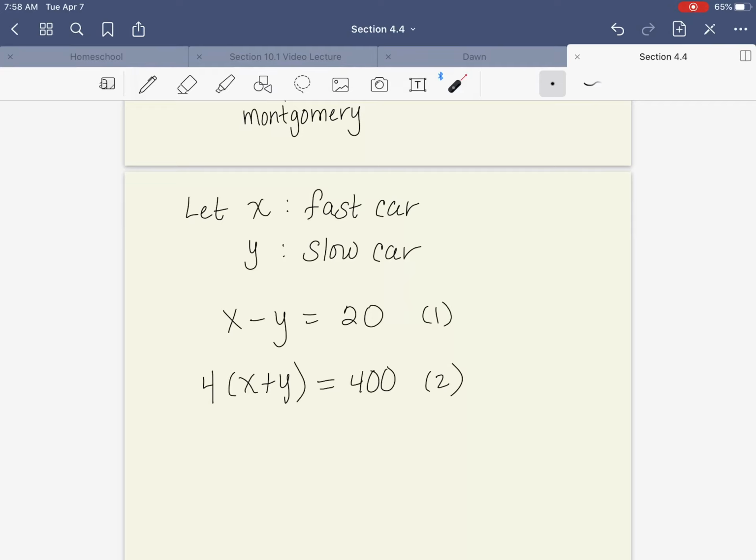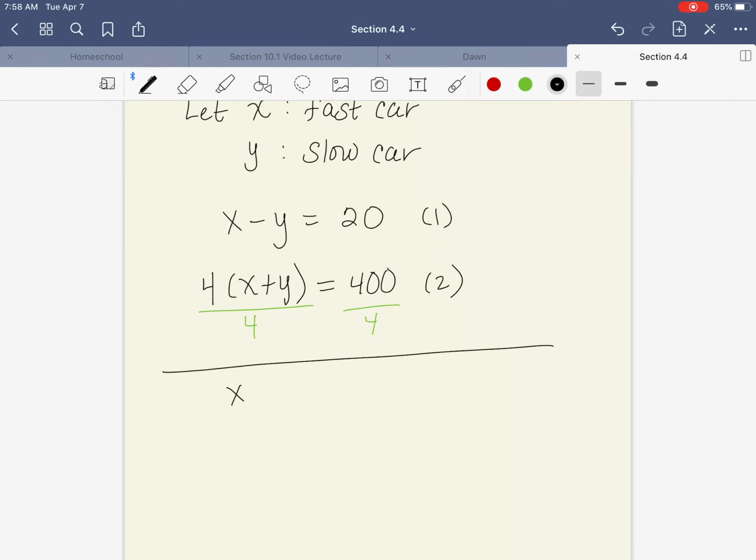What I would do at this step is, because 400 is divisible by 4, you could actually just go ahead and divide both sides by 4 instead of distributing. So I'm going to rewrite these equations. So you would have x minus y equals 20 as equation 1, and x plus y equals 100 as equation 2. And now we can easily do elimination. So add the two equations together.